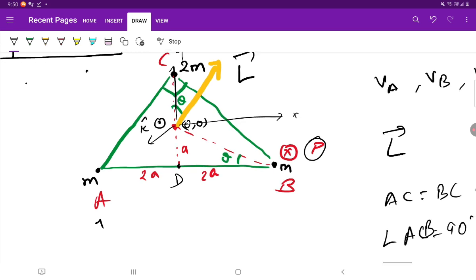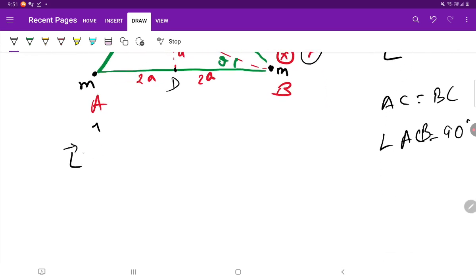Now, what is the L vector? The L vector will basically be the R vector of the point of application of impulse, which is B, with respect to the center of mass, cross P. Basically, what will happen is the system will translate along the center of mass line and will rotate with respect to the center of mass. Basically, this will have two components of motion.